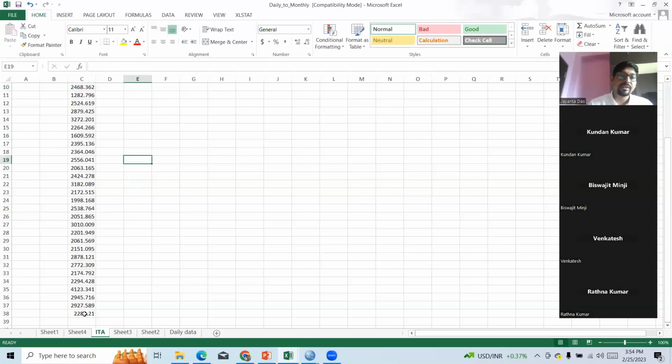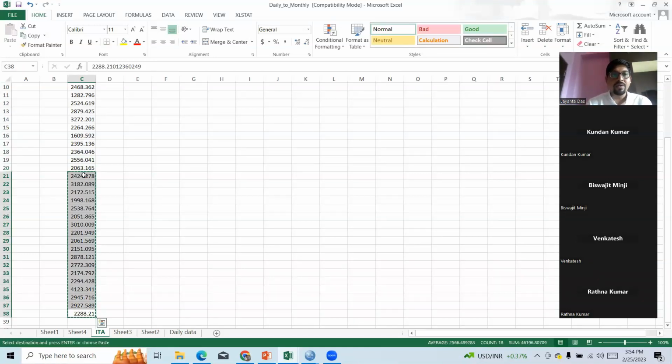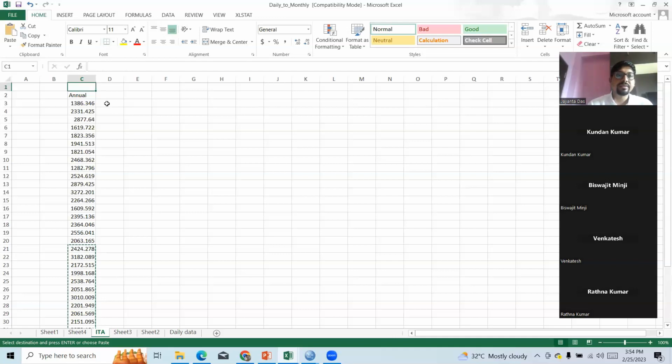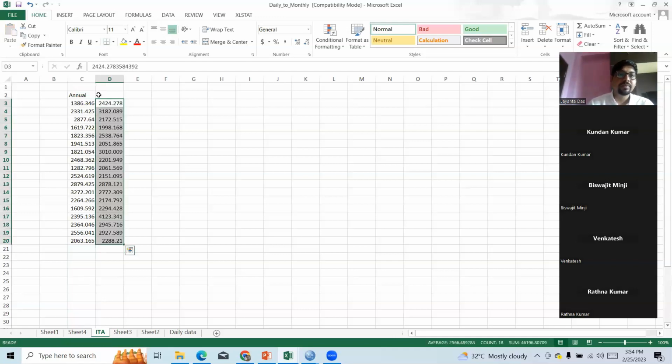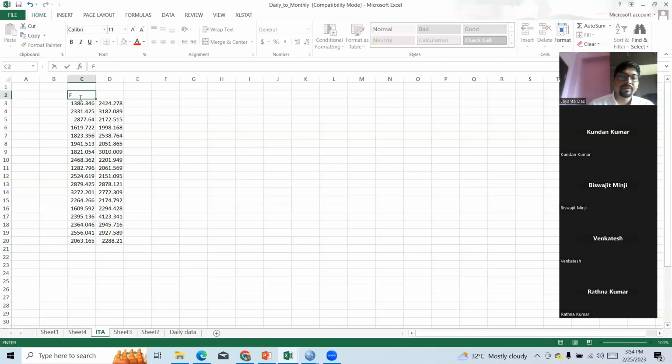Then we have to consider the second half. See here, 18. Control X. You can see here 18. And paste here. Two equal parts. We can say this is the first half, and this is the second half. Right?